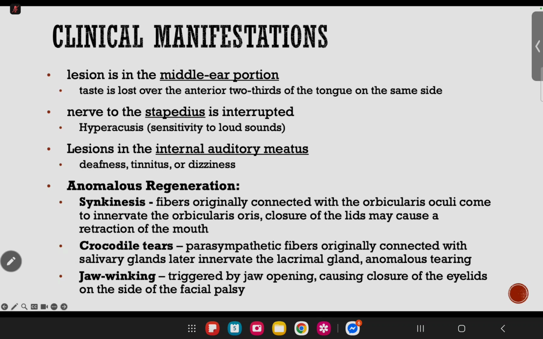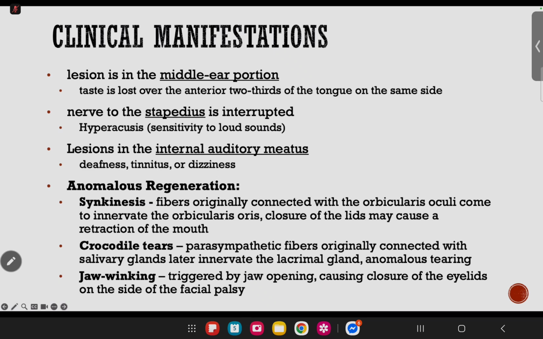So we have anomalous regeneration. Anomalous regeneration of the seventh nerve fibers may result in other troublesome phenomena. If the fibers originally connected with the orbicularis oculi come to innervate the orbicularis oris, closure of the lids may cause a retraction of the mouth, termed synkinesis. And if the fibers originally connected with the muscles of the face later innervate the lacrimal gland, anomalous tearing may occur with any activity of the facial muscle, such as eating.